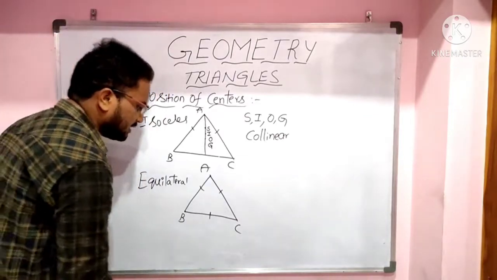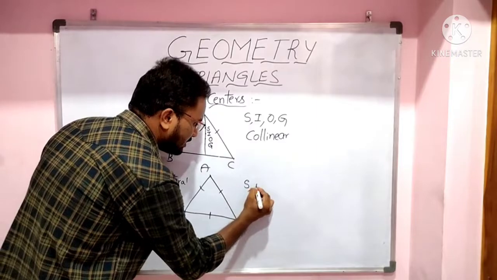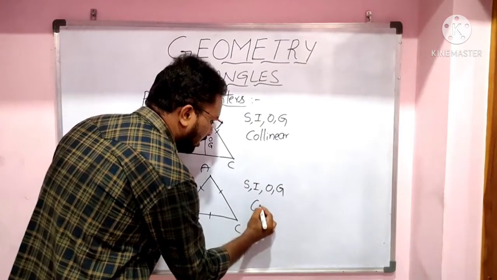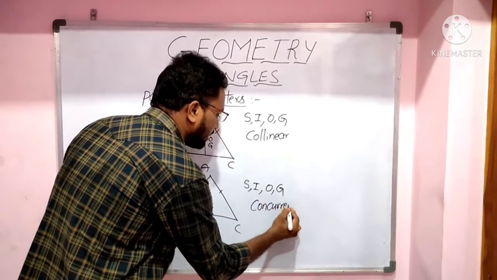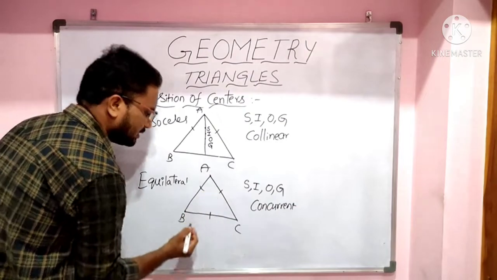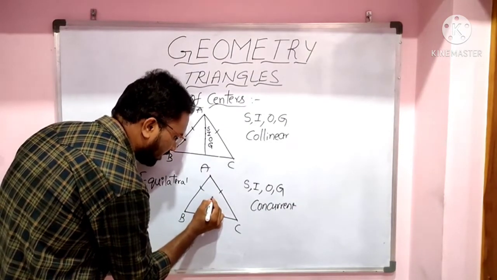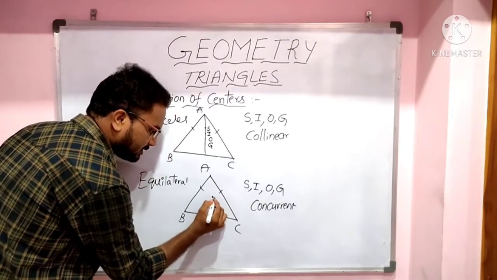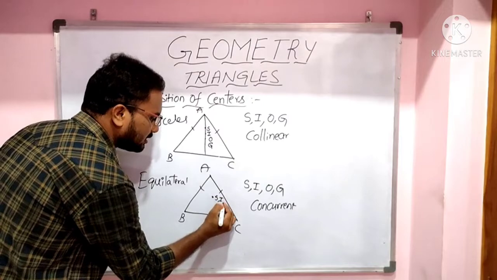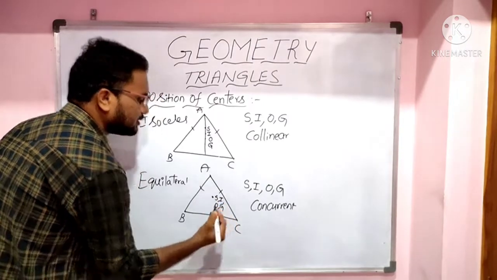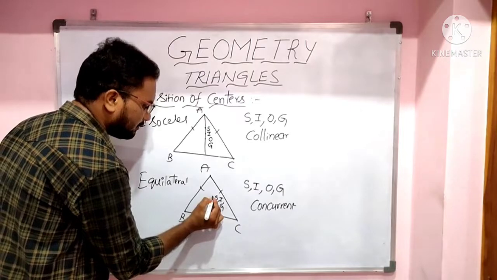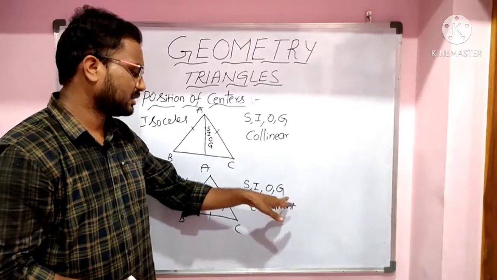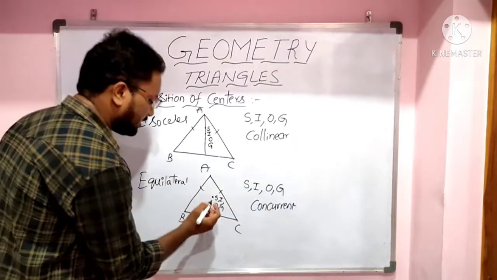In an equilateral triangle, the circumcenter, incenter, orthocenter and centroid are all concurrent. Concurrent means they all meet at a single point. All are the same. So in an equilateral triangle, this is the circumcenter, this is the incenter, this is the orthocenter and this is the centroid. All are the same, meeting at a single point.